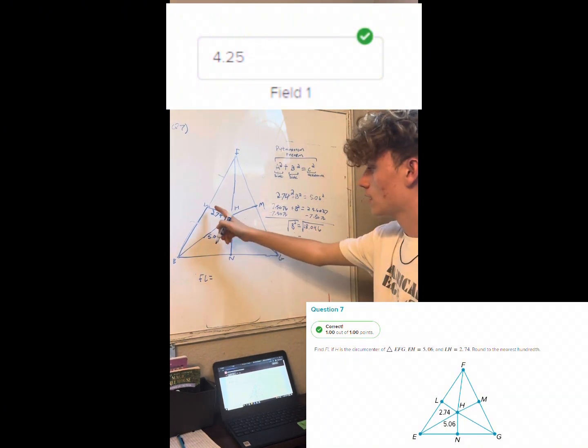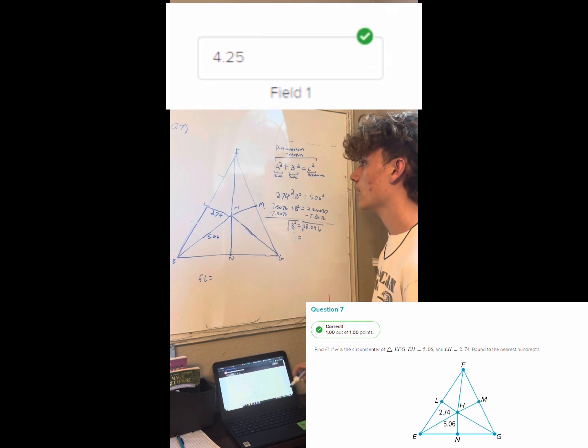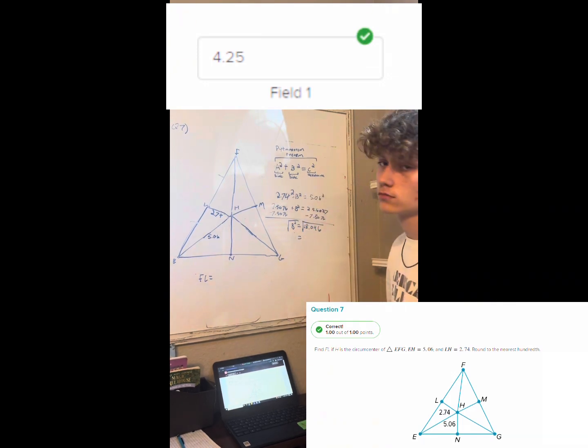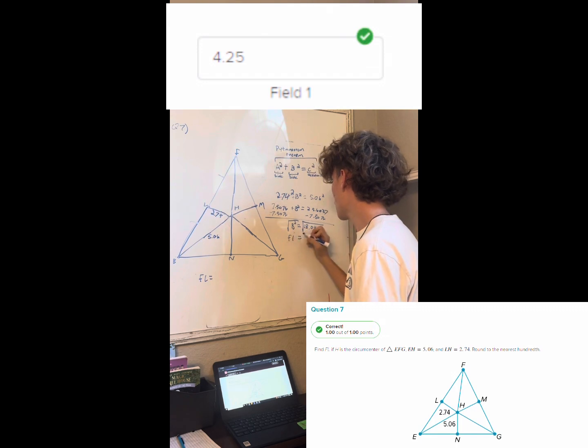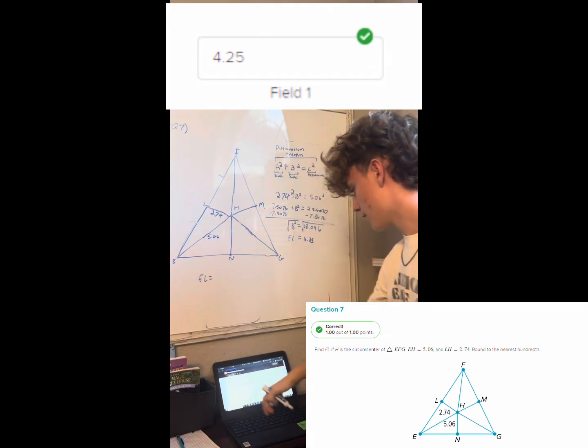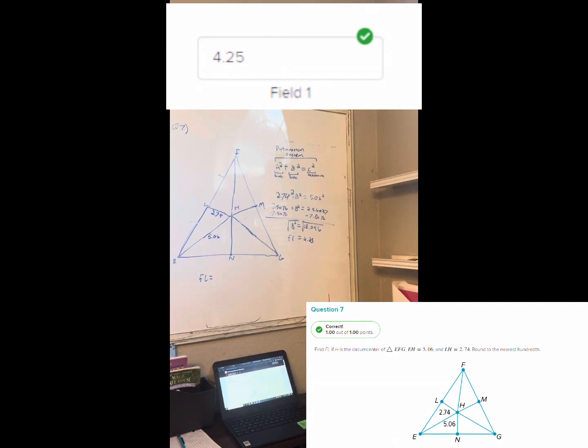Okay? But LE, FL, it can go either way. But we were solving for B. You know, it automatically translates to FL. So we go FL equals 4.25. I have that verified down here. So we've got 4.25. There's your answer. And that's how we did it. There we go.